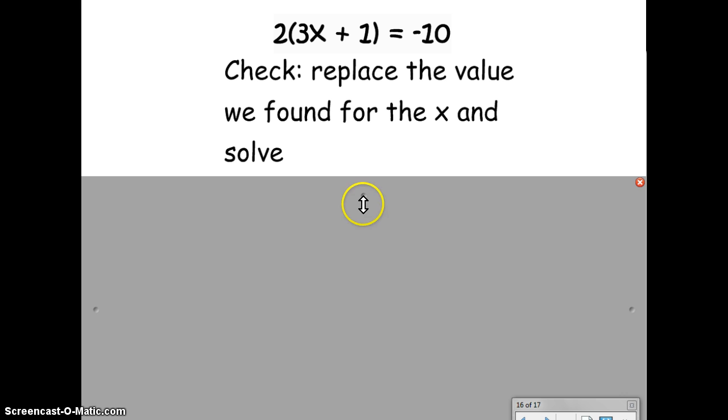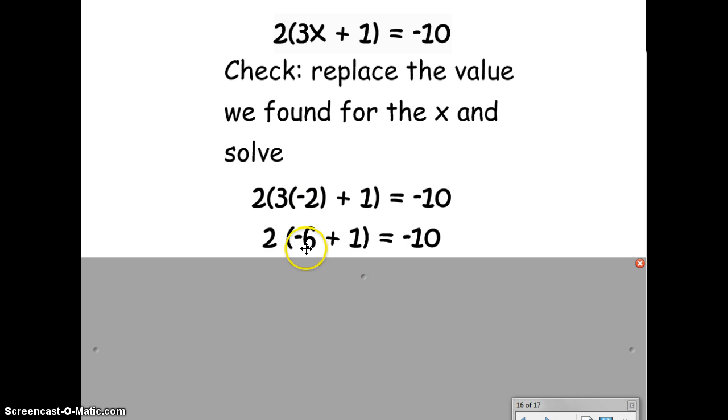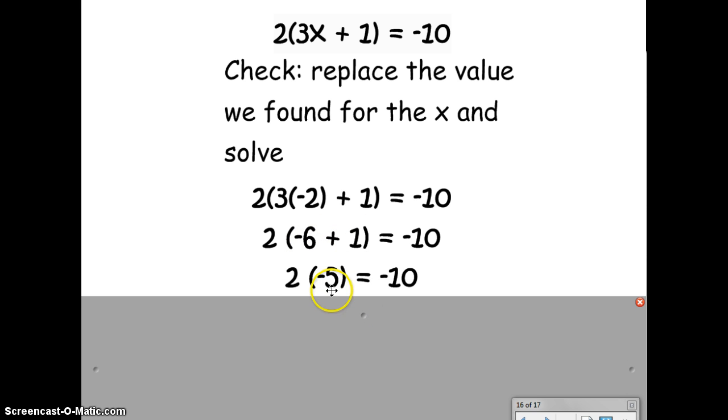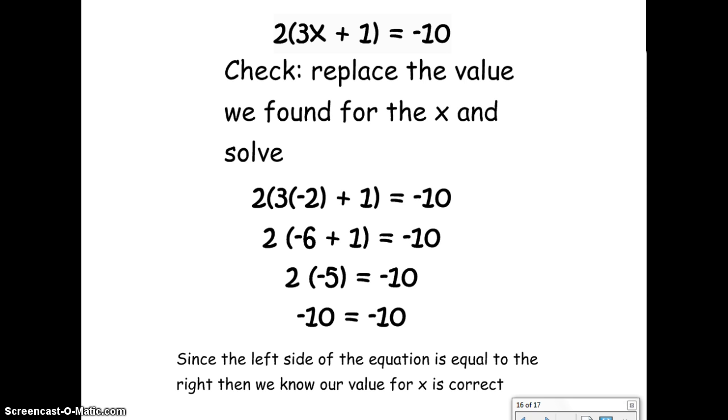To check, I will take my original problem and replace this x at the top with the value of negative 2 that I found. 3 times negative 2 is a negative 6. Negative 6 plus 1 is a negative 5. 2 times negative 5 is a negative 10. Since the left and right side are equal, we know the value of x must be true.